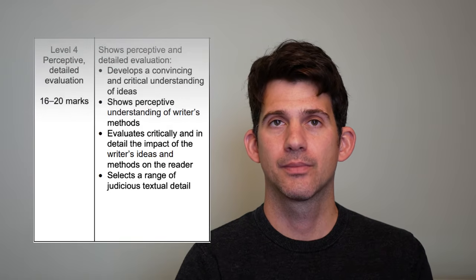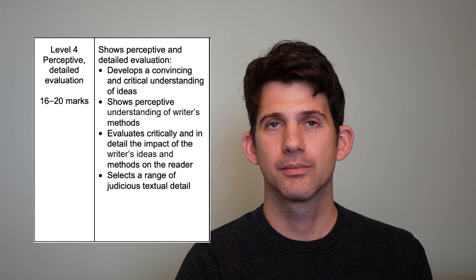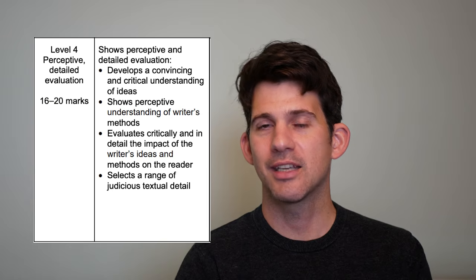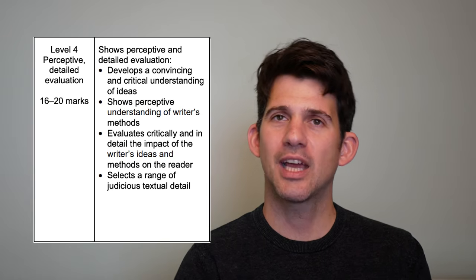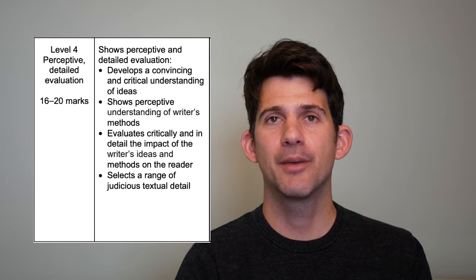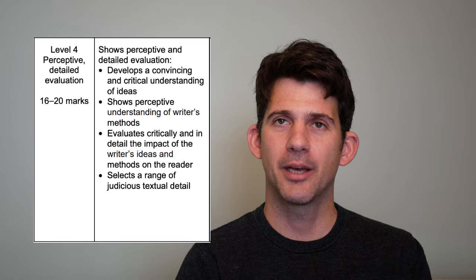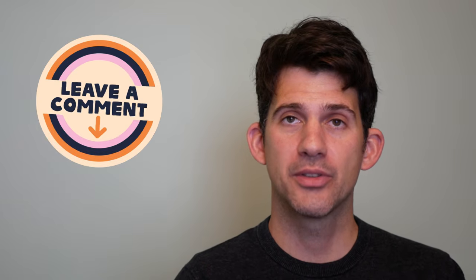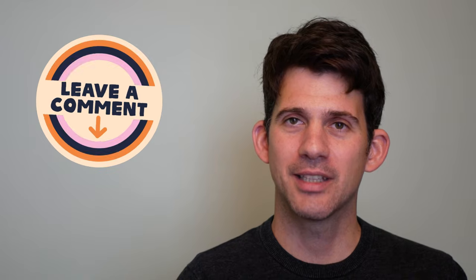Now, to achieve the top band in the mark scheme, the examiners are looking for the following skills: shows perceptive and detailed evaluation, develops a convincing and critical understanding of ideas, shows perceptive understanding of writer's methods, evaluates critically and in detail the impact of the writer's ideas and methods on the reader, selects a range of judicious textual detail. For the pace of the video, I'll only include an example of the opening and ending of an answer, but I'd be more than happy to upload a video focused on question 4 alone, which includes a full response. Just let me know in the comments if you'd like to see that.